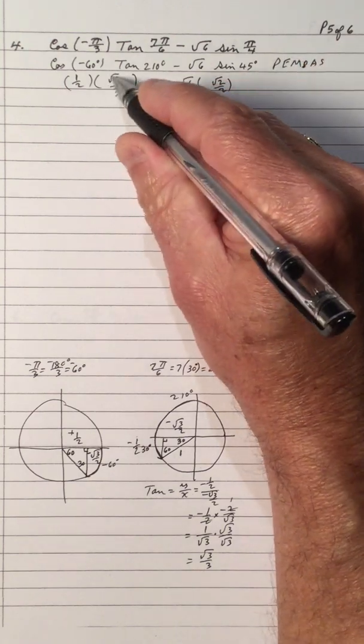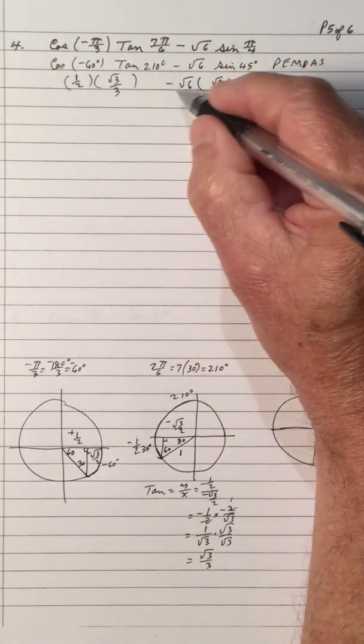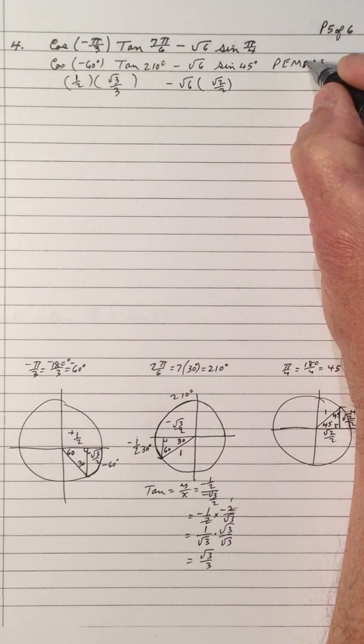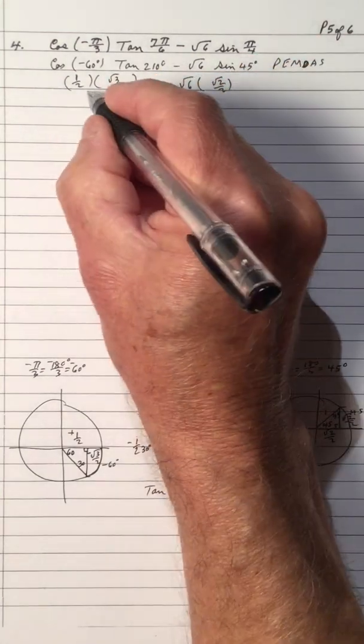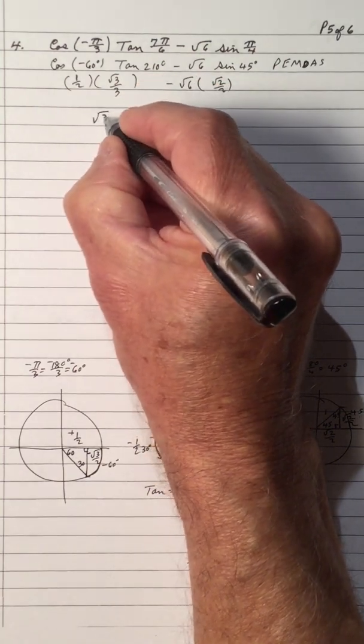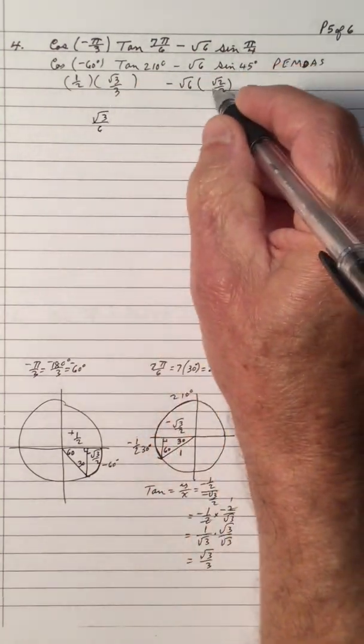We have brackets done. No exponents to deal with. We have to do the multiplication and division, but we got to multiply first these two. So that's root 3 over 6.